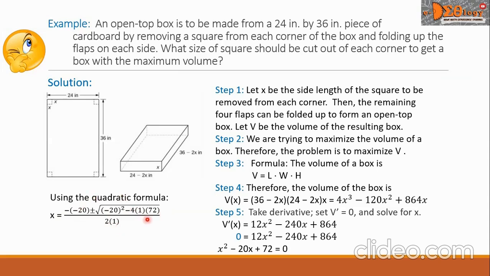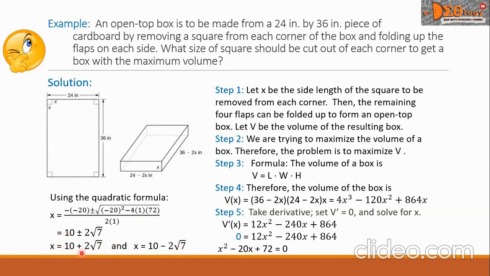When we simplify this, we will get the value of x to be 10 plus or minus 2 square root of 7. Let us separate the plus or minus, then we will get the two values of x. First is 10 plus 2 square root of 7. The second is 10 minus 2 square root of 7. Let us analyze each value.